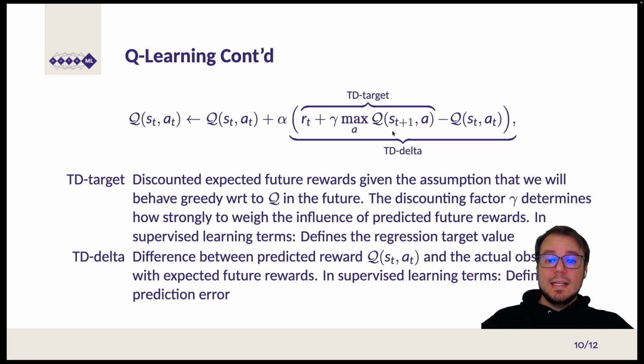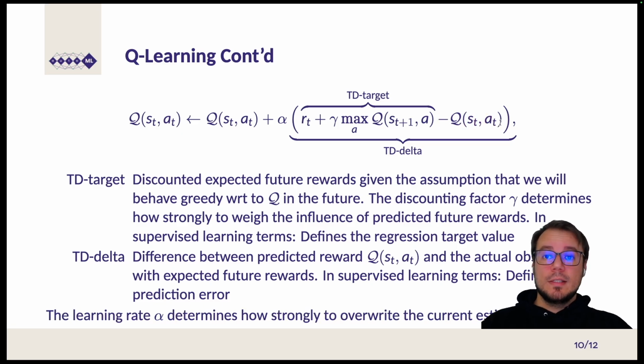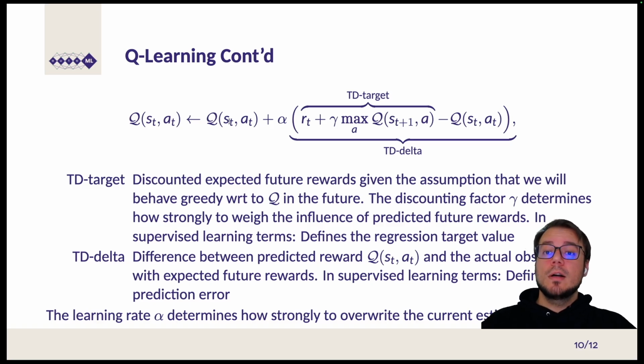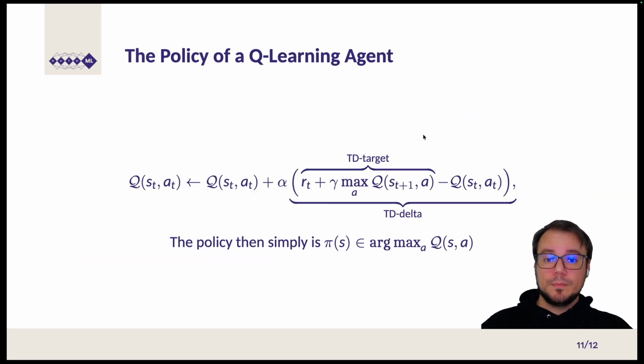Now the TD delta is nothing else than the difference between the predicted future reward plus the observed immediate reward and the old estimate of the future rewards that we will be getting, right? So in deep learning or supervised learning terms, the TD target defines the regression value, and the TD delta defines the prediction error. And then we use a learning rate to update our old estimate with respect to this estimation error, right? So this really determines how strongly we update this. And this is one of the most famous and one of the most used reinforcement learning algorithms still to date.